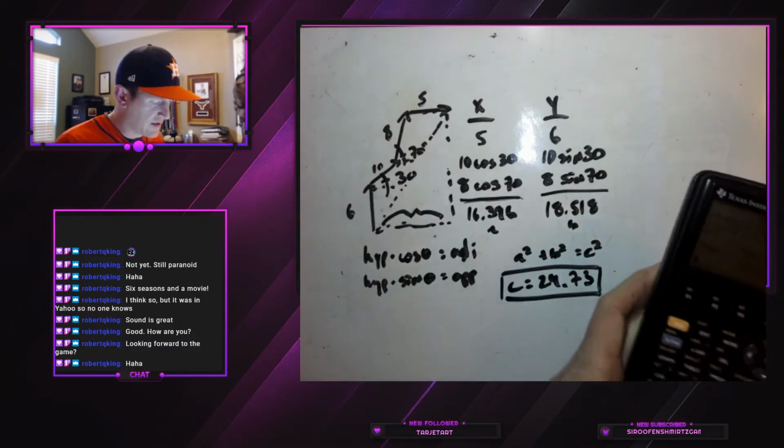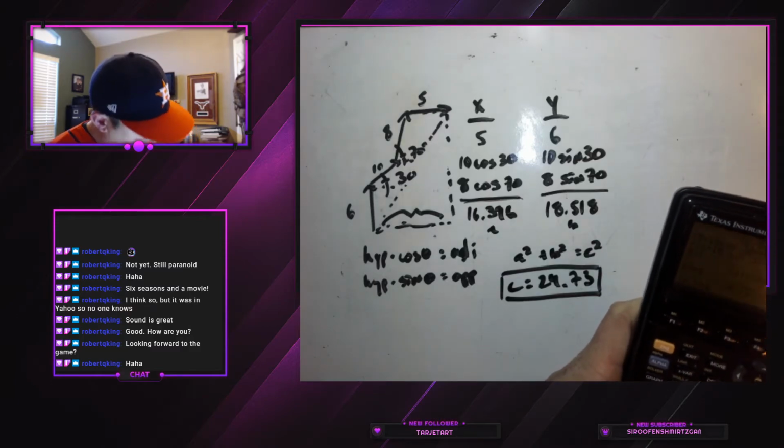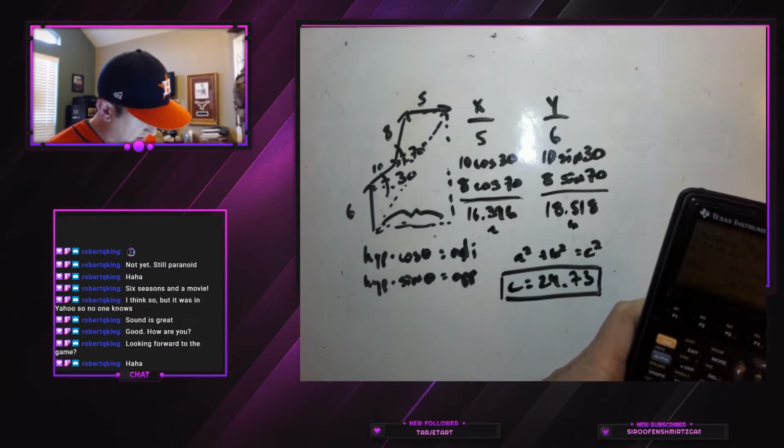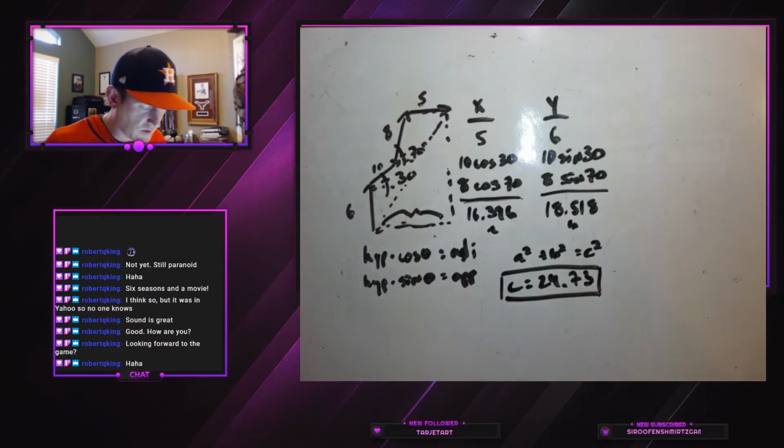Actually, let me go ahead and check that. So 16.396 squared plus 18.518 squared both sides. Yeah. Okay. So it's definitely right. I like to check my arithmetic sometimes, but there you go. In just a few moves, we ended up with it.